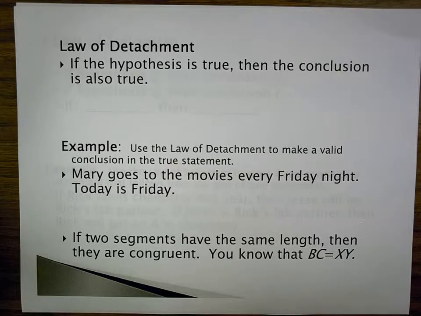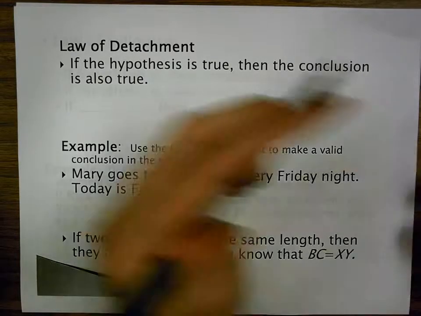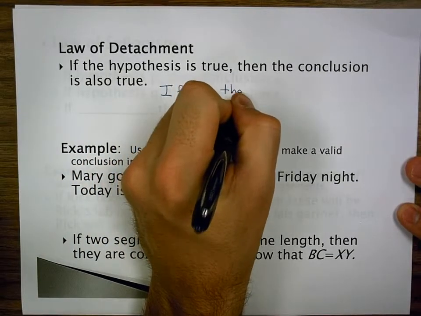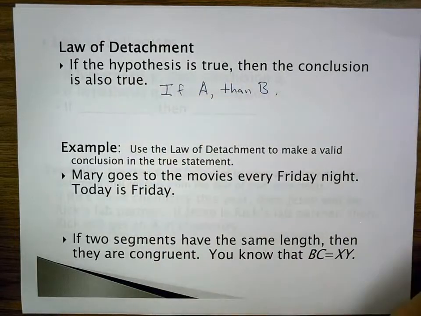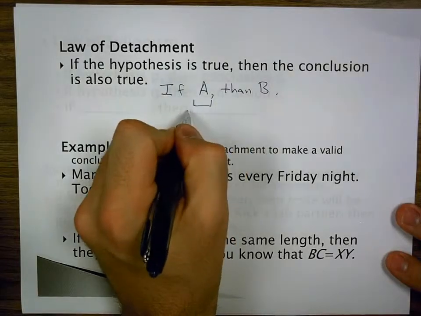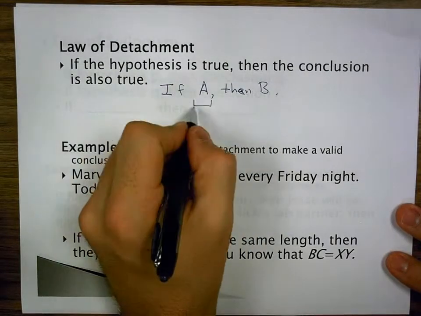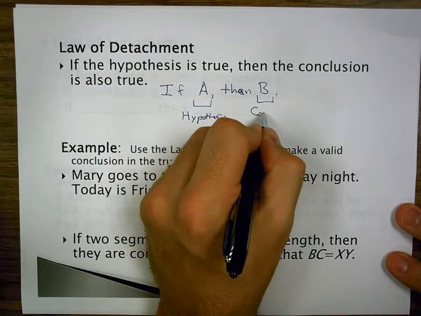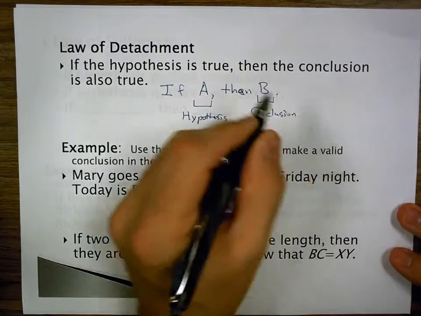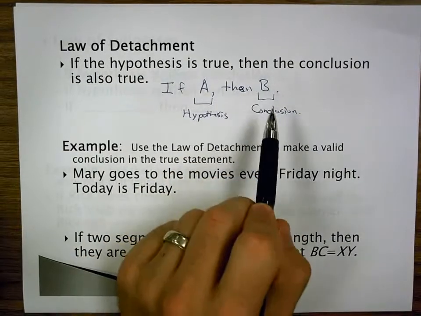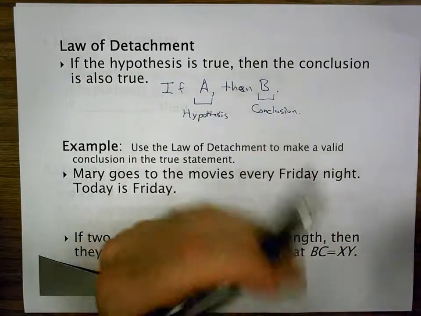So the first law we have is the law of detachment, and that says if the hypothesis is true, then the conclusion is also true. And this we get from a conditional statement. The conditional statement is of the form, if A, then B. In these statements, the A is the hypothesis, and the B is the conclusion. What this is really saying is if this statement is true, we can guarantee this part, then the conclusion is also true. So let's look at a couple examples.